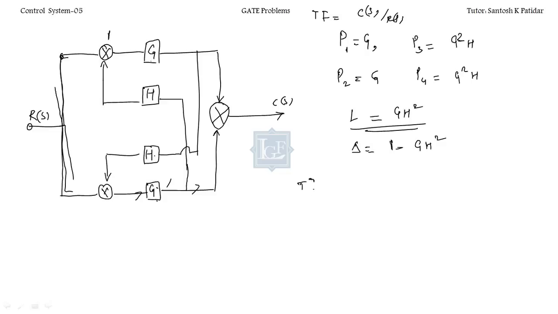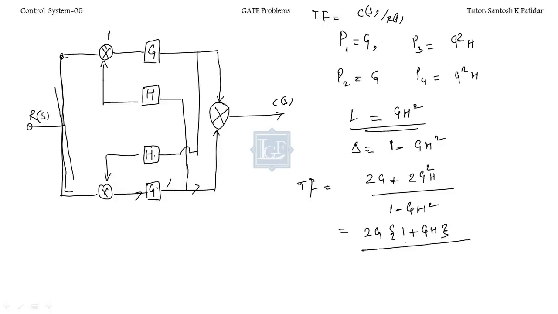Now the transfer function. The transfer function is G plus this 2, so you have 2G plus 2G square H, divided by 1 minus GH square. So I can take 2G common over here, so you will have 1 plus GH. In the denominator I can write 1 plus GH times 1 minus GH. Can I write it like this? So this will cancel with this one. Finally you will be left with 2G by 1 minus GH.